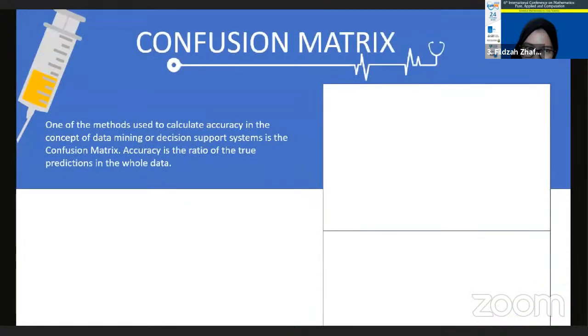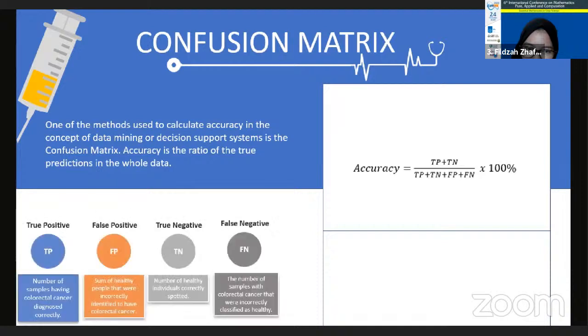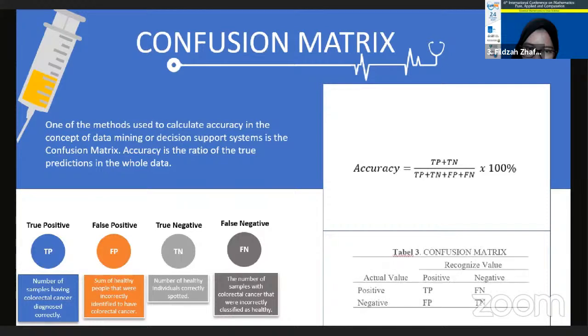Confusion matrix. One of the methods used to calculate accuracy in the concept of data mining or decision support systems. Accuracy is the ratio of true predictions over the whole data. This is the formula for accuracy, and then this is the information about our confusion matrix.